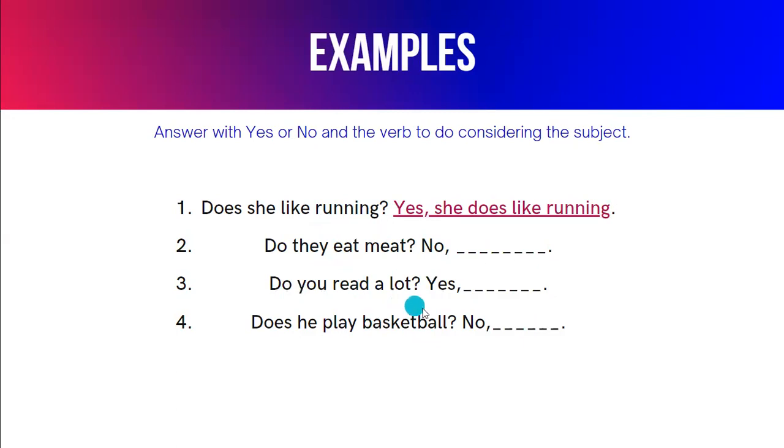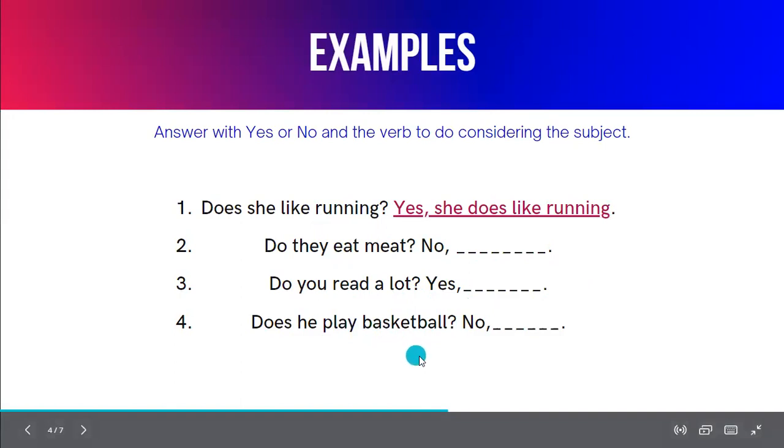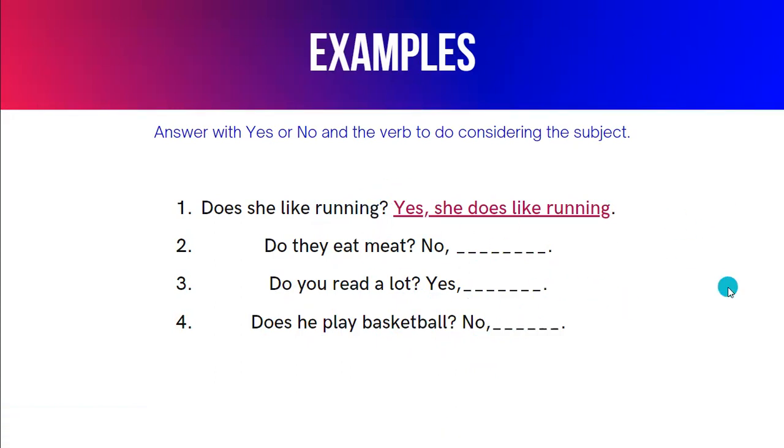Do you read a lot? You? Yes, I do, okay? Does he play basketball? Notice that the subject is he. No, he doesn't play basketball, okay? It is very, very easy.